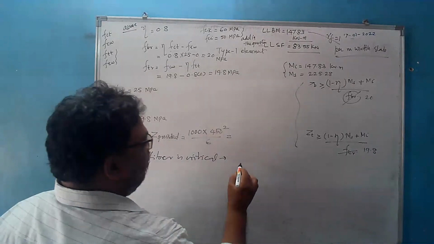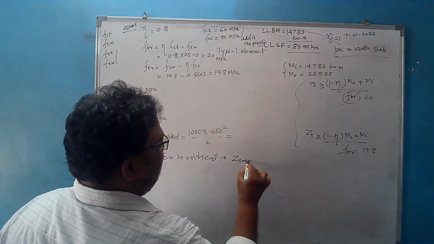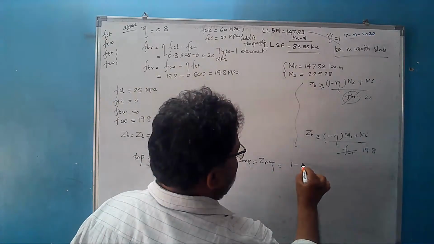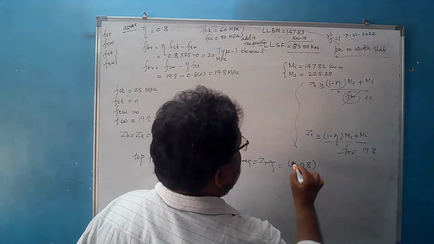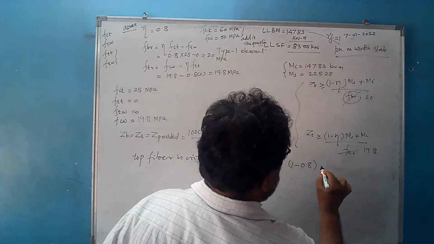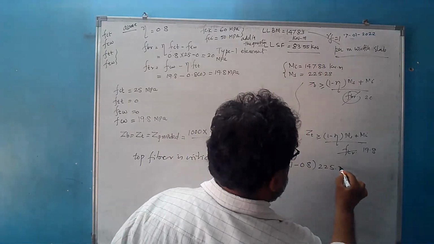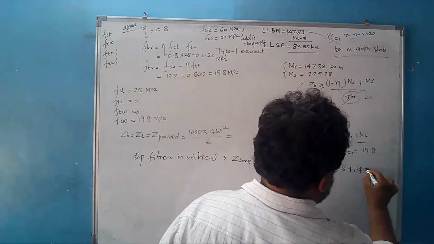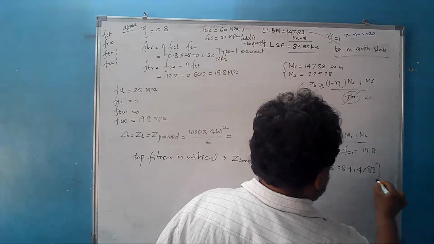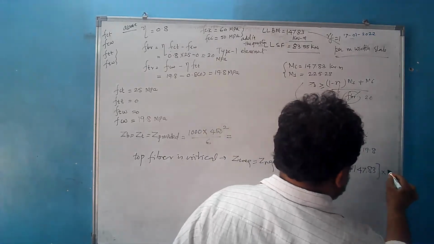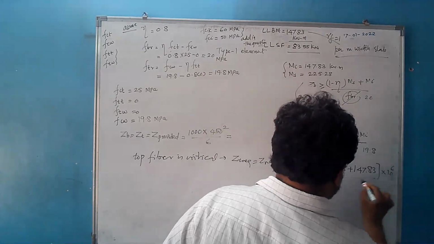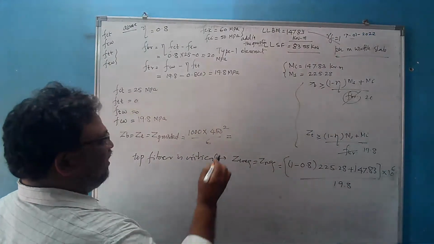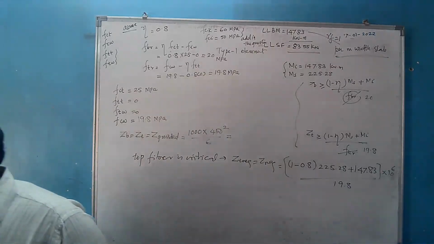So get the value of ZT required. That is nothing but the Z required. From here, 1 minus eta is 0.8. The moment because of self weight is 225.28 plus moment because of imposed load is 147.83. The whole will get multiplied by 10 raised to power 6 divided by 19.8, and we will get here the value of Z required. This is the value of Z provided.